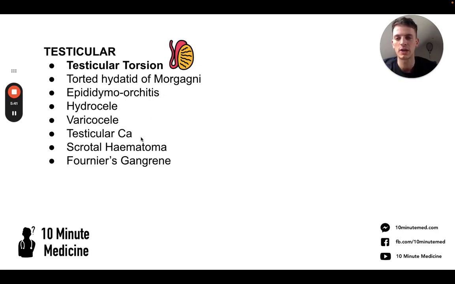There's also epididymitis, infection, hydrocele, varicocele, and testicular cancer, which is a really important one. Scrotal hematoma, especially in the context of trauma, which this patient hasn't had.